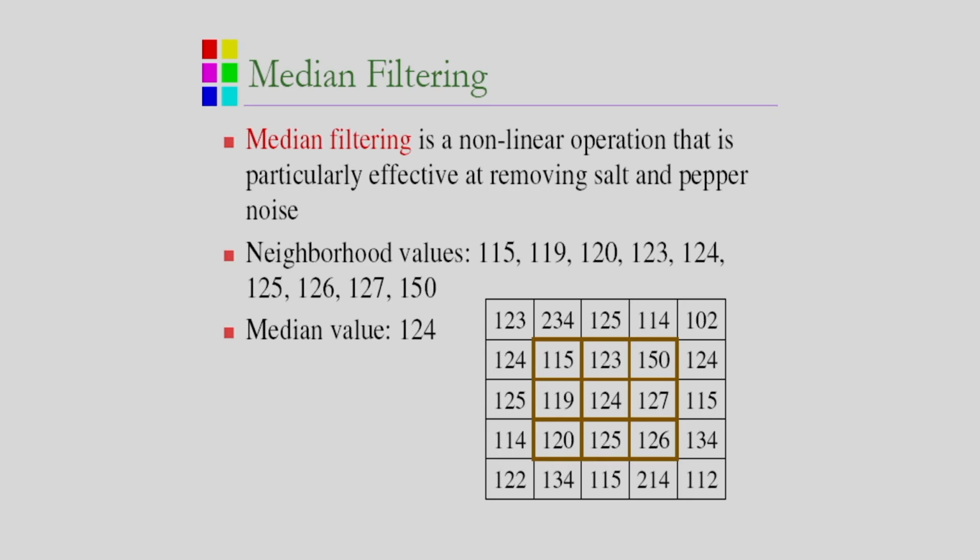So in this example I am considering one image. My image is this, the pixel values I have shown, and I am considering a 3 by 3 mask, and I have to consider the neighborhood values. The neighborhood values are 115, 119, 120. For these values I have to determine the median value. So I have to arrange them in ascending or descending order, and after this I have to find the median value. In this case the median value will be 124. So like this I have to determine the median value.